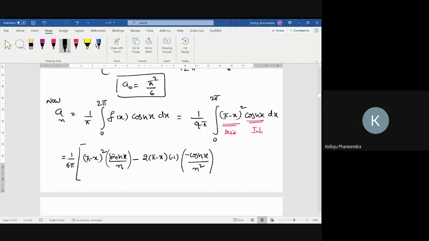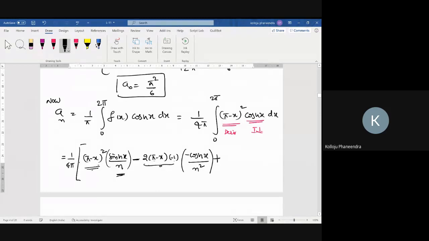Any doubts? Once again, the derivative part (pi minus x) whole square as it is, with cos nx integration. Next, the derivative of (pi minus x) whole square is 2 into (pi minus x), times minus 1, and the integrating part sine nx by n. One more integration gives minus cos nx by n square. The derivative is not 0 yet, so again one more, with signs plus, minus, next plus.